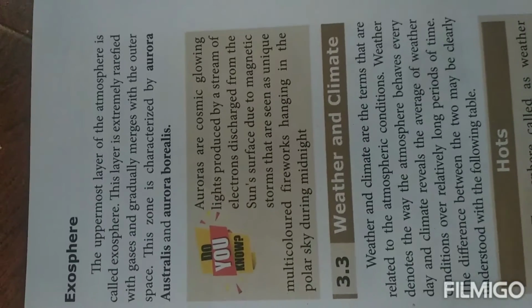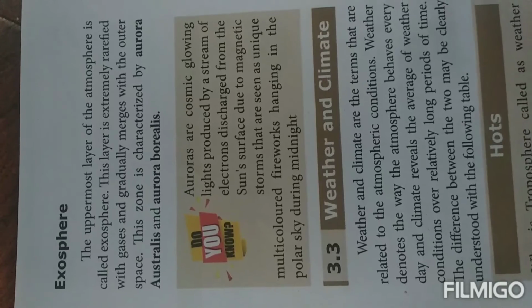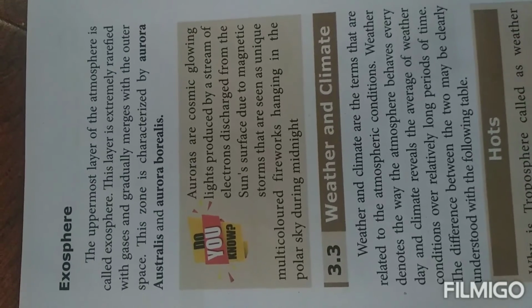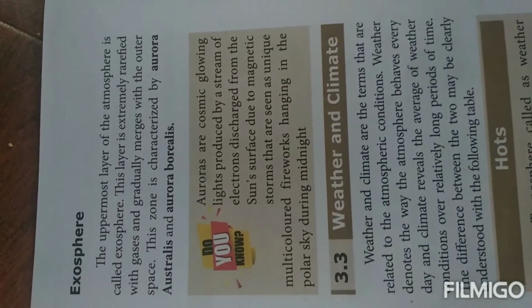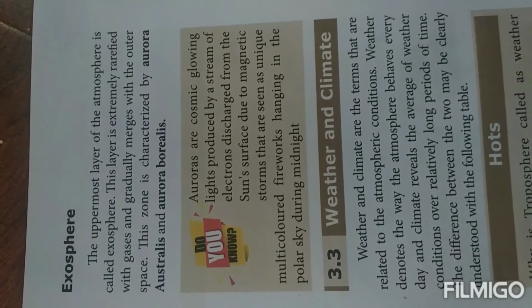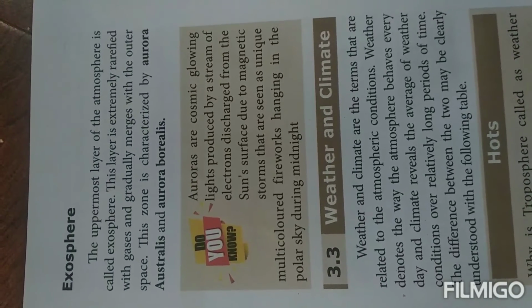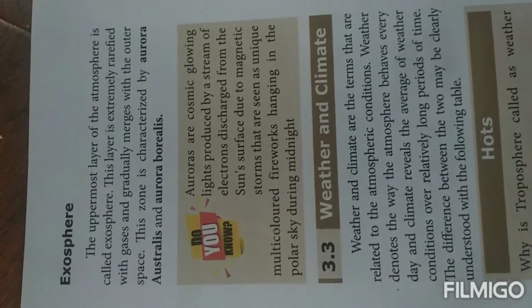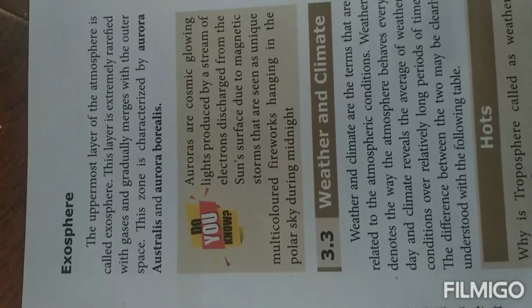The next one is the exosphere. The uppermost layer of the atmosphere is called the exosphere. The first layer is the troposphere and the last layer is the exosphere. This layer is extremely rarefied with gases and gradually merges with outer space.